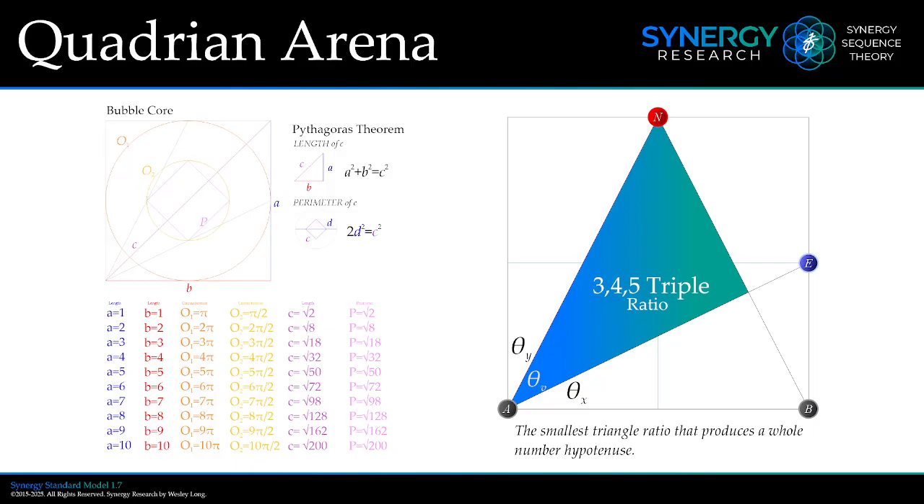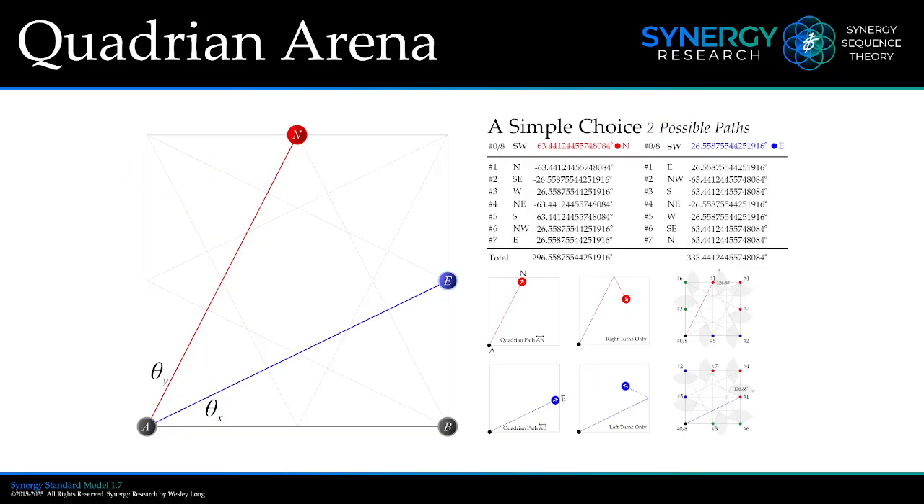Here we step fully into the dynamic realm of the Quadrian Arena, the moment where symmetry becomes motion and structure becomes choice. At the center of this slide is a deceptively simple diagram. Two paths emerge from point A, one heading north, one heading east. But these aren't just directions, they represent two fundamentally distinct journeys through geometric space. This is the essence of the slide's title, a simple choice, two possible paths.